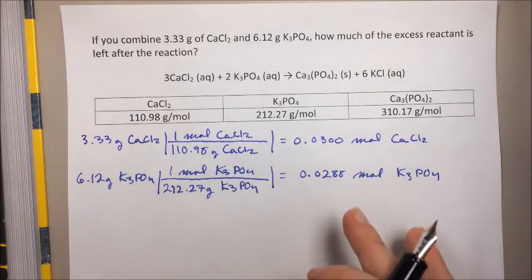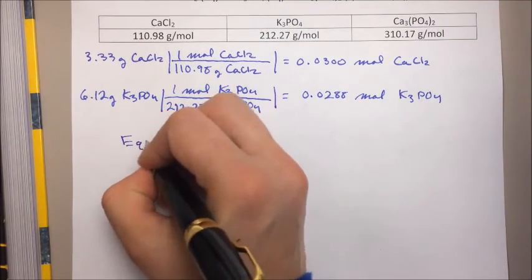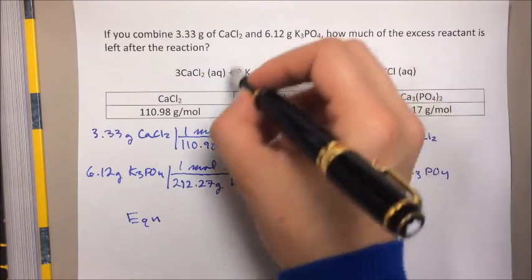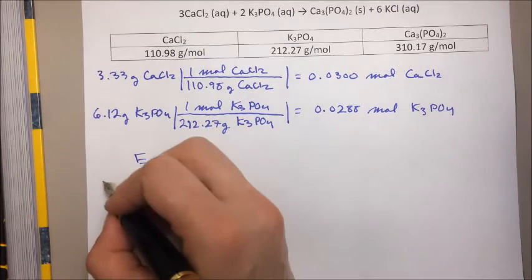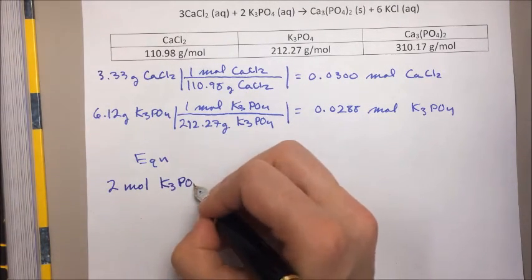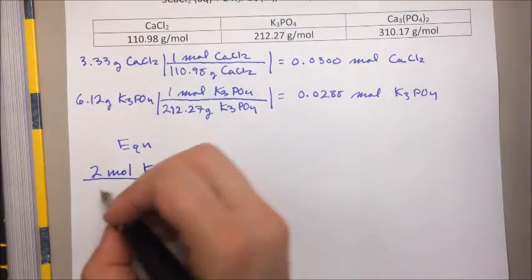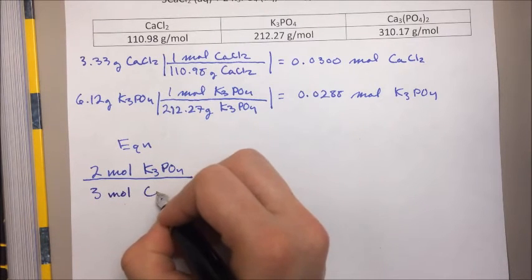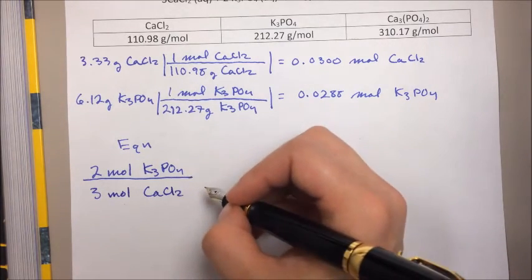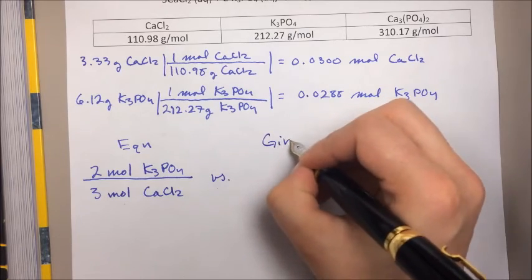Next, our second step is to construct our ratios. So on one side, we're going to take the ones from the equation. In our equation, it is 2 moles of potassium phosphate over 3 moles of calcium chloride. And you could put either one of them on top, just so long as you're consistent. It's going to be versus what was given to us.